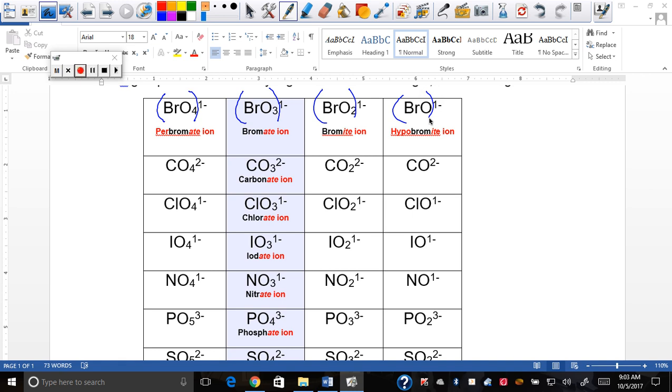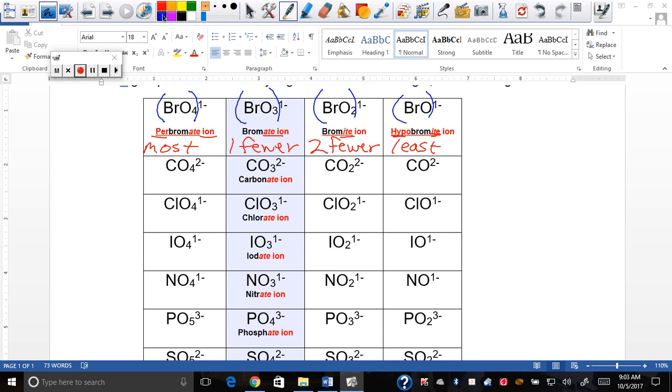So anytime you see the word per and ate, that has the most oxygens. Ate has 1 fewer. Ite has 2 fewer. And hypo has the least. It has to say hypo-ite. That's why those things are in red. It has the least. So per-ate means most, ate means 1 fewer, ite 2 fewer, and hypo-ite means the least. Now you'll notice not everything has 4 oxygens. Most of them do, but not all of them do.